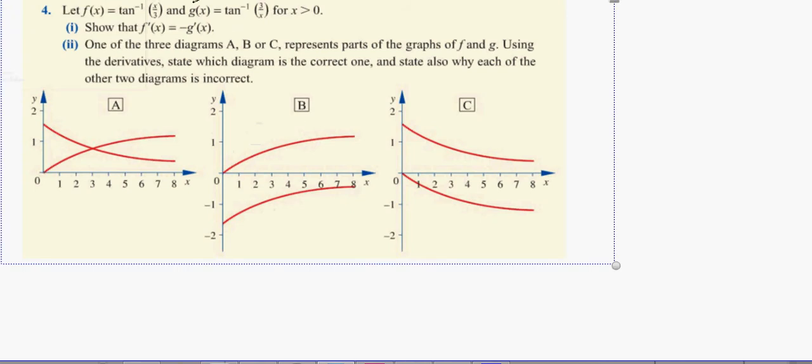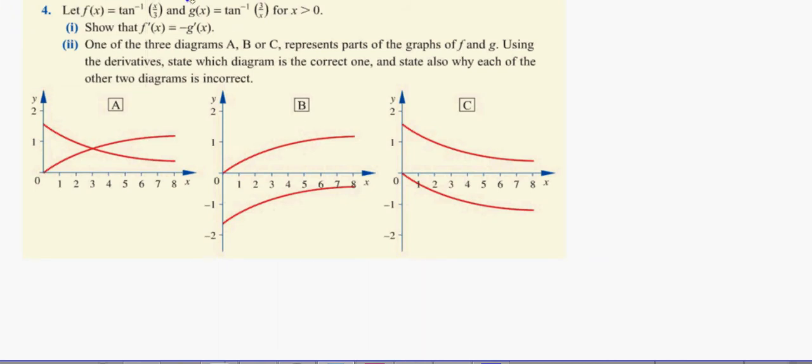Question 4 on exercise 15.5. Okay, let f of x equal tan inverse x over 3 and g of x be equal to tan inverse 3 over x, where x is bigger than 0. Show that f dash x is the same thing as minus g dash x.